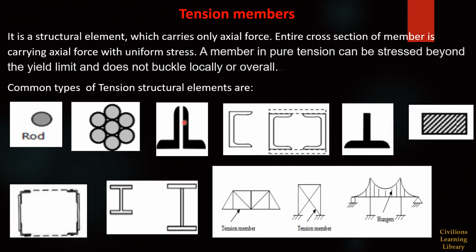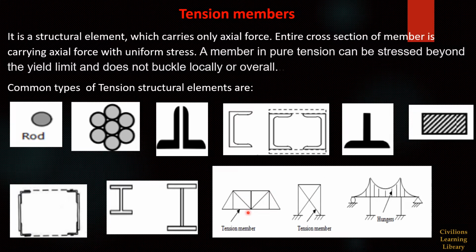Here are some pictures that represent tension members. This is the tension rod. This is wires or cables. Then angle, and then this is a channel, single channel, double channel, T section, then flat bars or rectangular section, then this is a box section, then I section, and these are some images for the truss.